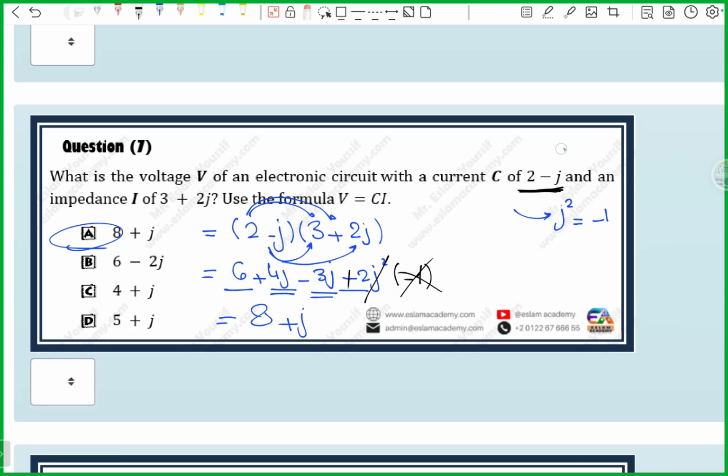I know that j is equal to i. It's a formula. We know that j is equal to i. We use j for the voltage. In a voltage question, j equals the square root of -1. There is only one question for the voltage. That is the only case where we use j for i.